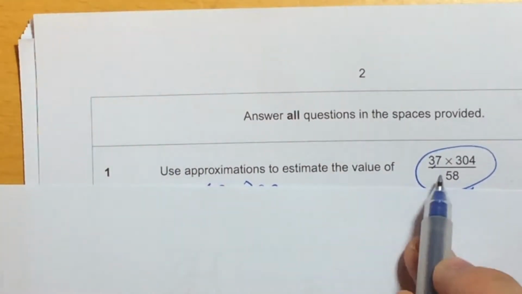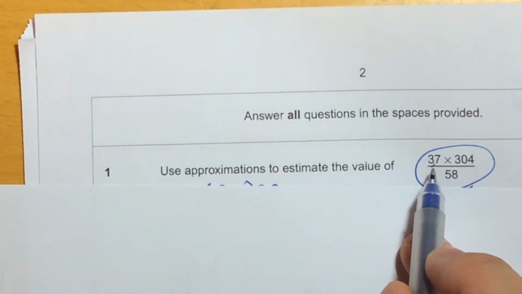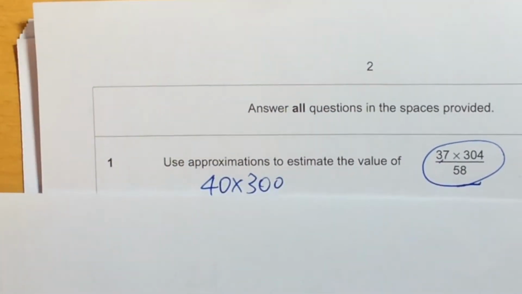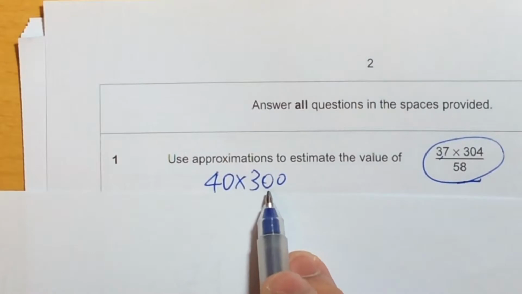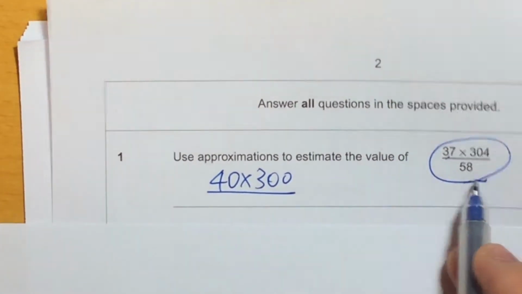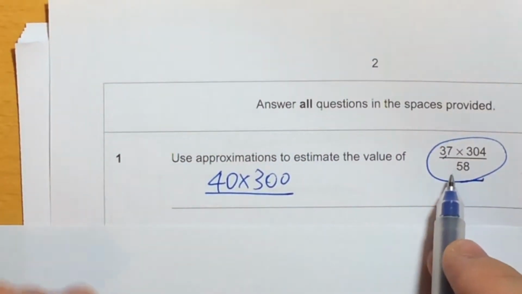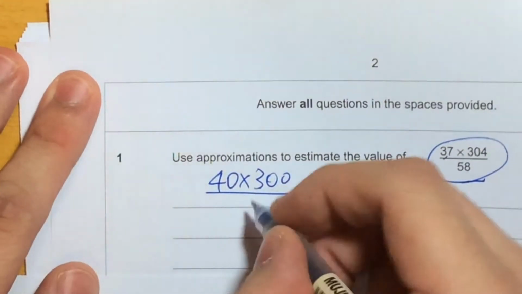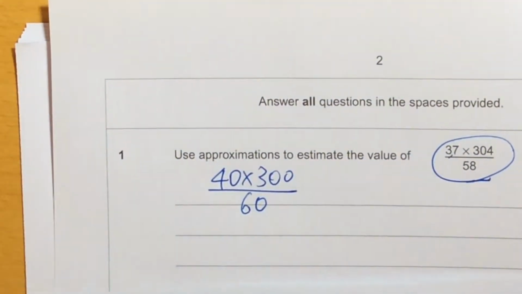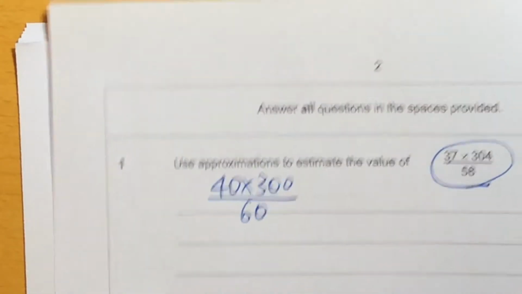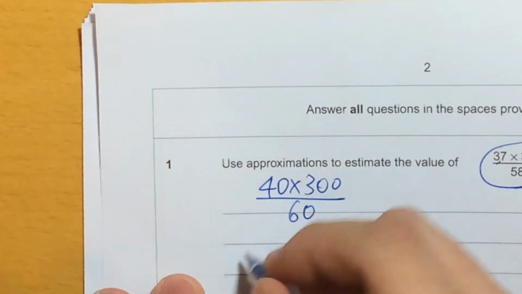So the nearest number to 37 in terms of using zeros would be 40. And for 304, that would be 300. And finally, for 58, the nearest tens number we have should be 60 instead of 50. I guess you can see why easily. So that's your answer.